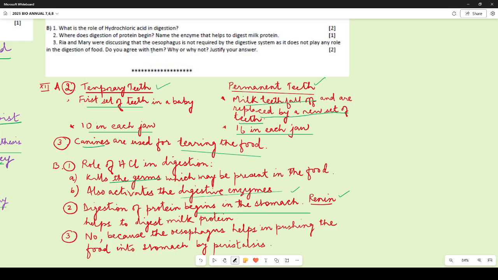Riya and Mary were discussing that esophagus is not required by the digestive system and does not play any role in the digestion of food. There are no enzymes in it, nothing happens. So do you agree with them? Why or why not? Justify your answer.